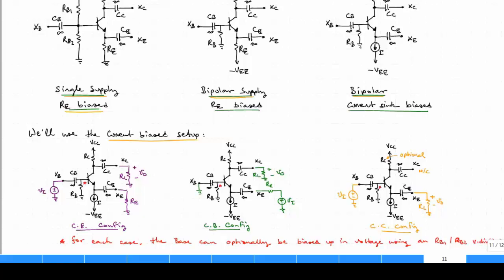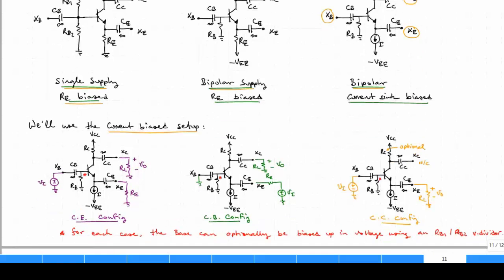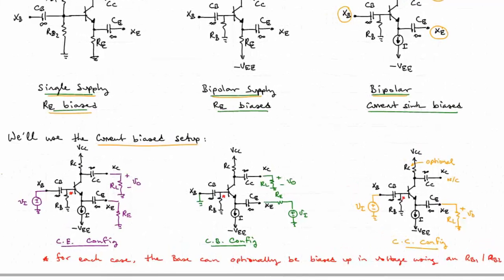First of all, you notice that I've not defined inputs and outputs. I've just labeled XB, XC, XE. The type of amplifier that we have is going to be based on where we connect the inputs and the outputs. So I've redrawn this bipolar current sink biased amplifier stage three times here, and each one represents one of the three configurations, beginning with the common emitter on the left.